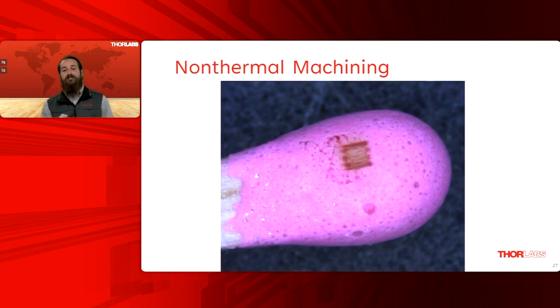Non-thermal machining. Now, this is why the pulse width matters. We were talking about this earlier. At 500 picoseconds, we're right on the threshold of thermal machining. If we dwell too long on the surface, we will heat the material. But if we move fast enough, we're able to ablate without significant heating.